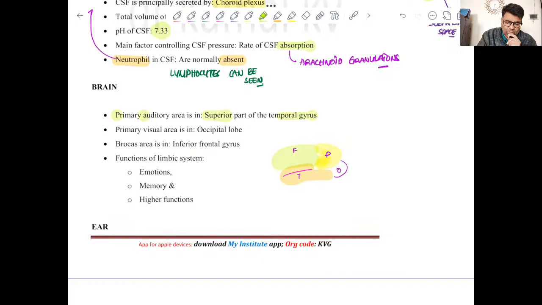Apart from this, there is also Wernicke's area. So Wernicke's area is also here. Then Broca's area is in inferior frontal gyrus. So the Broca's area is somewhere here, inferior frontal gyrus. So this is inferior frontal gyrus, and this one is superior temporal gyrus. Clear? So Wernicke's here, Broca's here. Then visual area is here. So primary visual area is in occipital lobe. Limbic system is concerned with emotions, memory, higher functions.